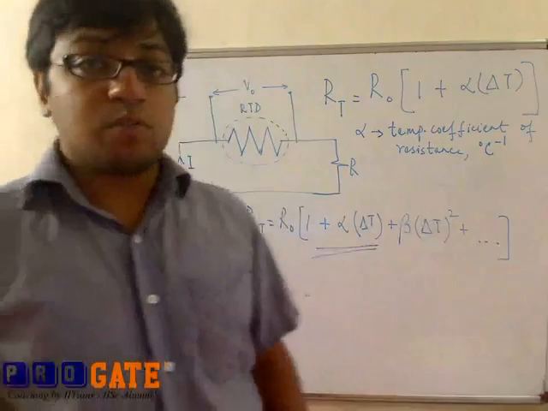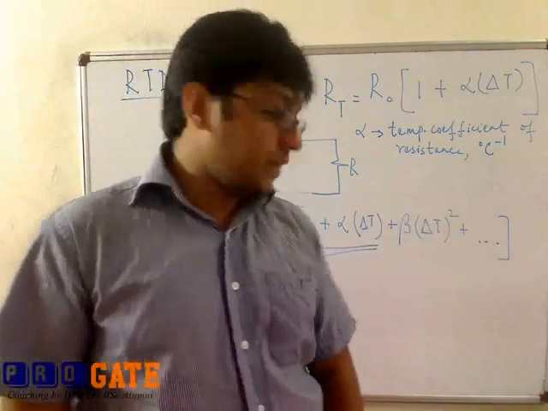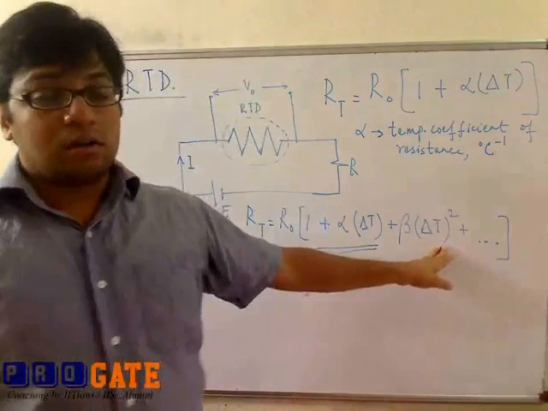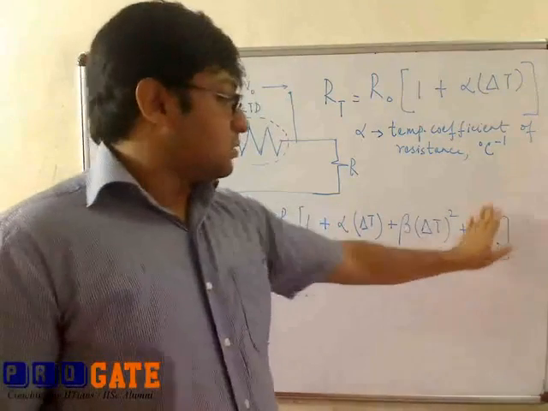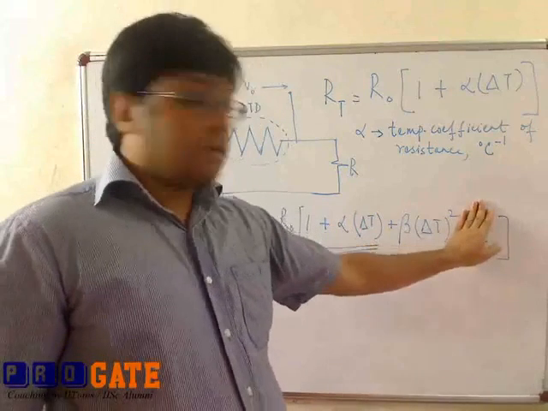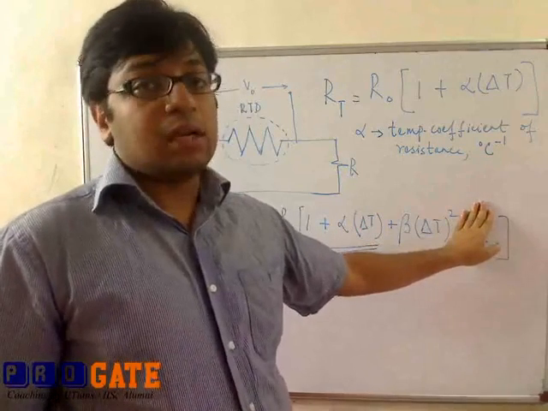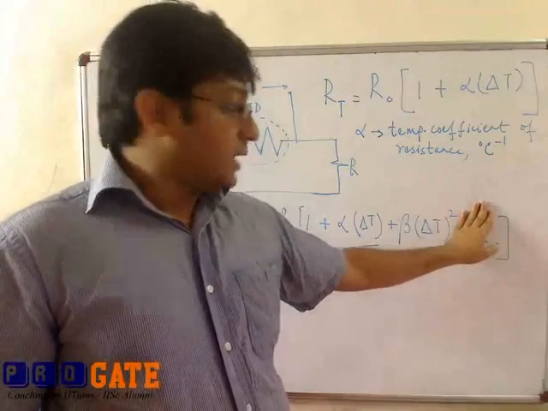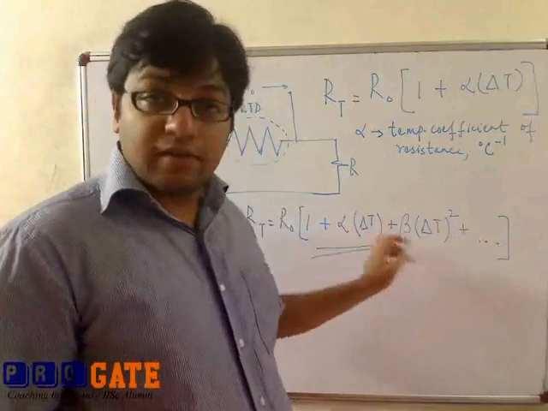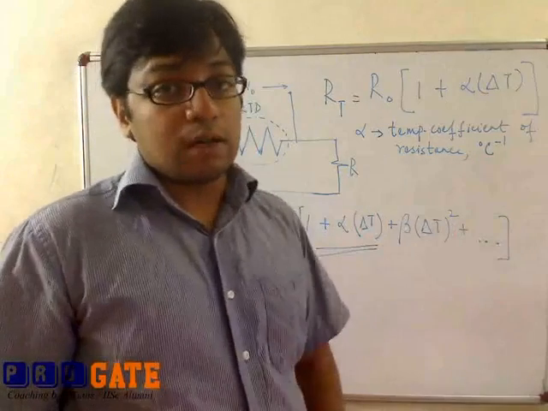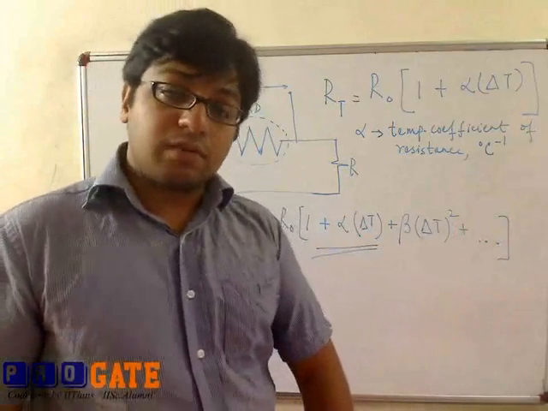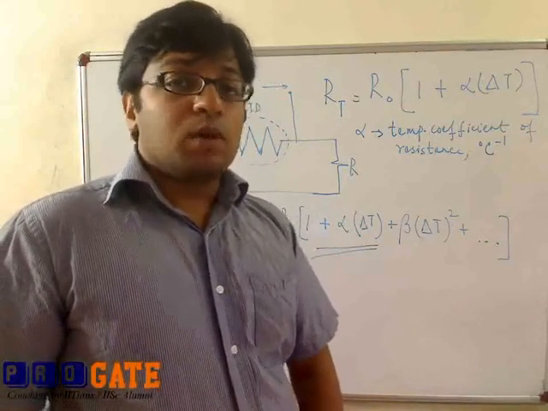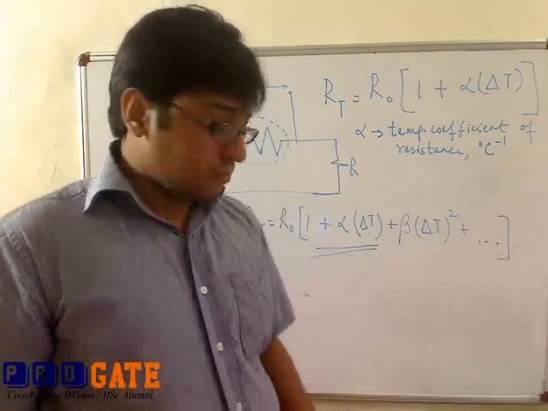In some problems, you might be required to use a quadratic approximation where this second order term is also used. That is, the three terms, 1, alpha delta T and beta delta T square, are used in the problem. In that case, you would be supplied with the values of alpha and beta, and you have to work accordingly. But in most cases, you are only supplied with the value of alpha, and therefore you are supposed to assume a linear approximation.